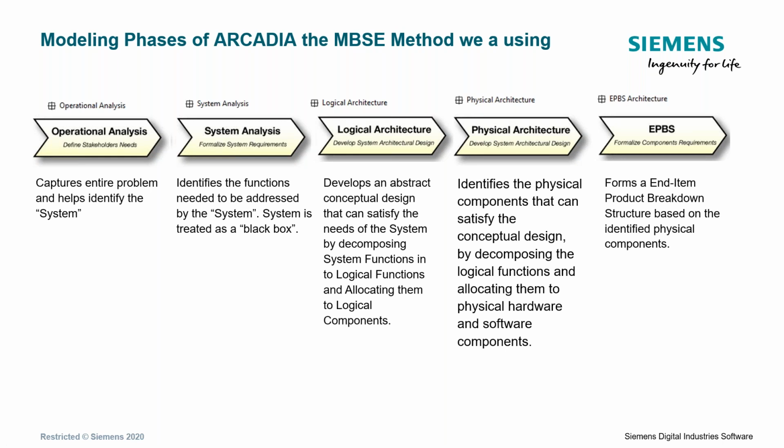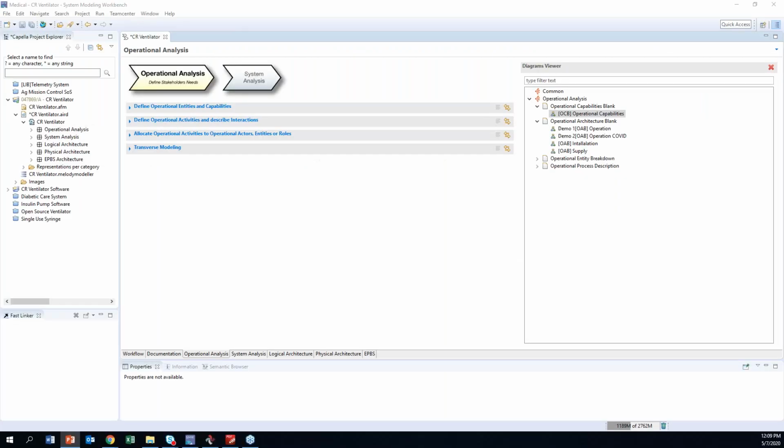So what I'm going to do is jump right into the tool here because I have a dislike for PowerPoints. And I'll actually show you what that looks like in a modeling tool. So operational analysis, as I mentioned, this is the tool we're using. It's called System Modeling Workbench. And what it does is it walks you through these different phases.